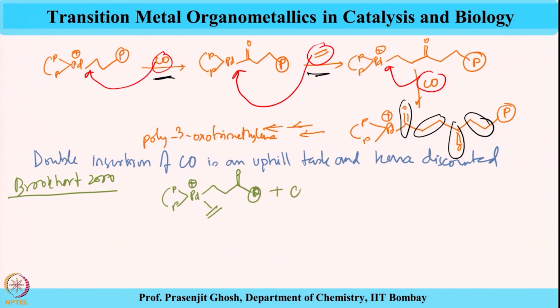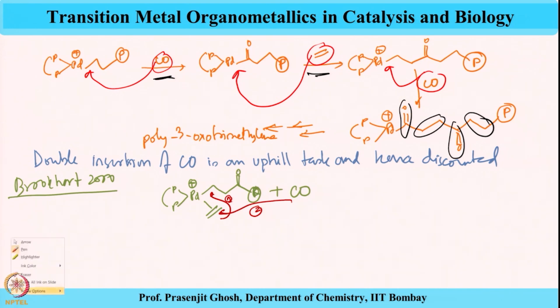So, when that is formed, it has two possibilities. One possibility is that this will undergo insertion, this is possibility number 1. The other possibility is that these coordinates may be replaced by a carbonyl, which is a stronger binding. So, this is possibility number 2.